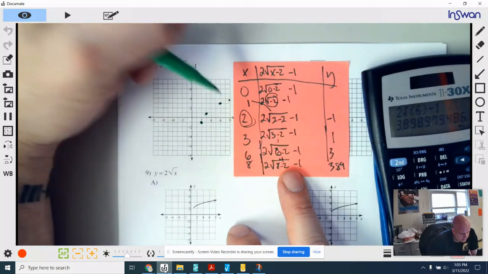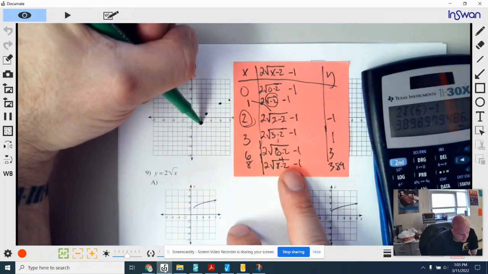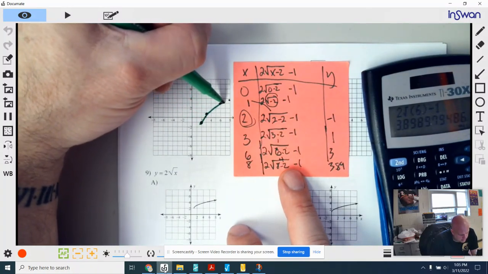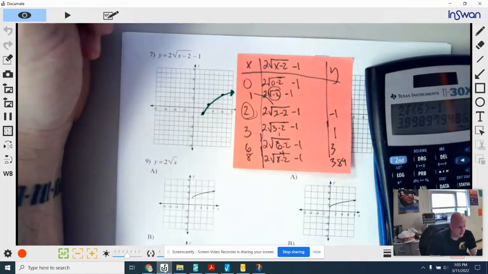So that'd be up here like so. Okay, so that's my starting point. So it's going to progress like so. And that's the graph of that radical.